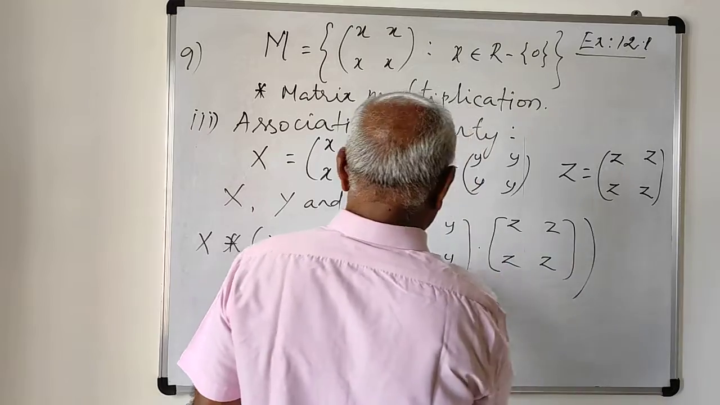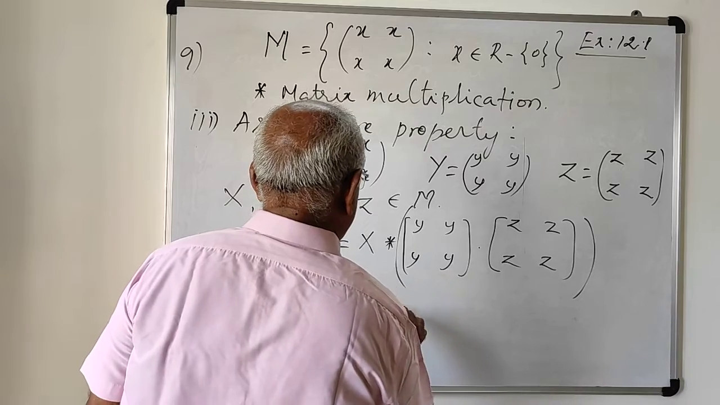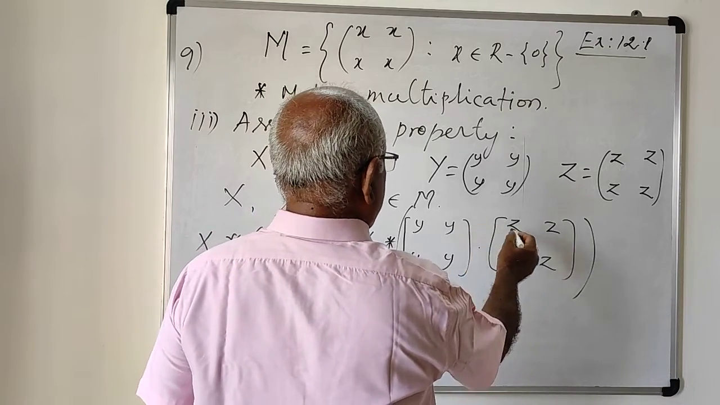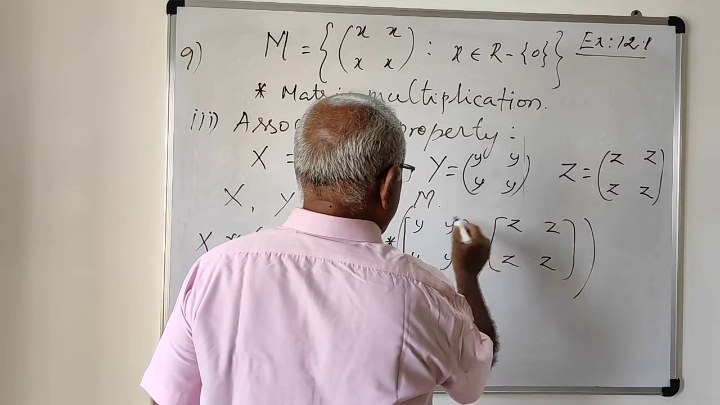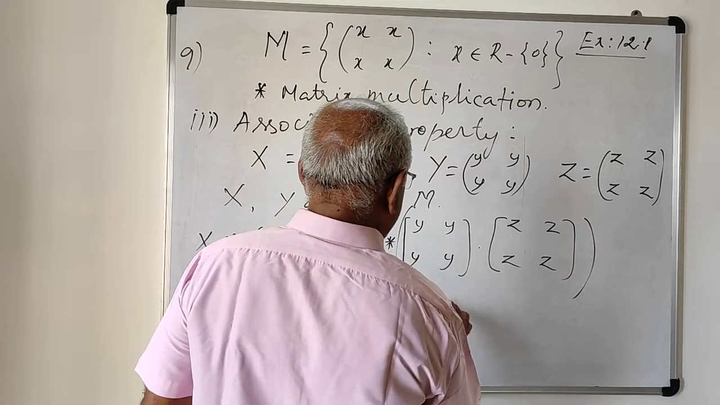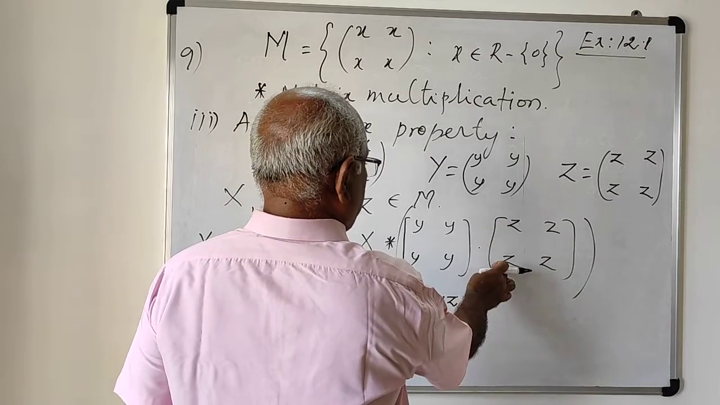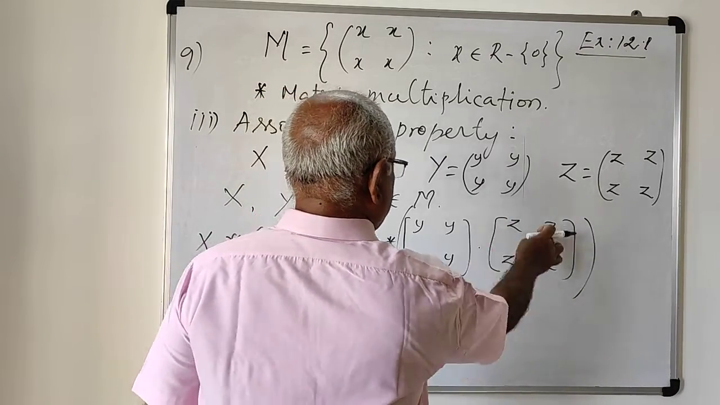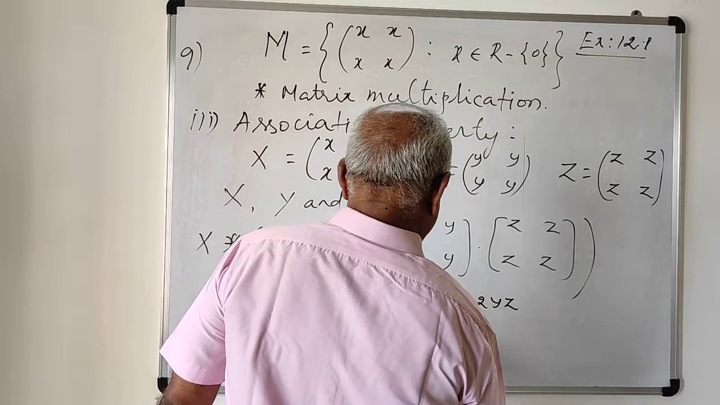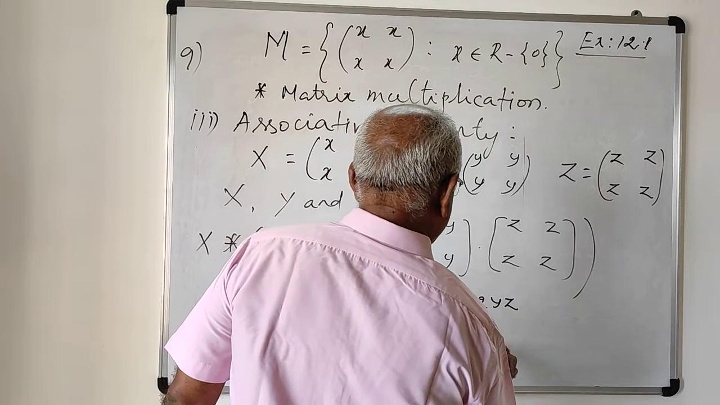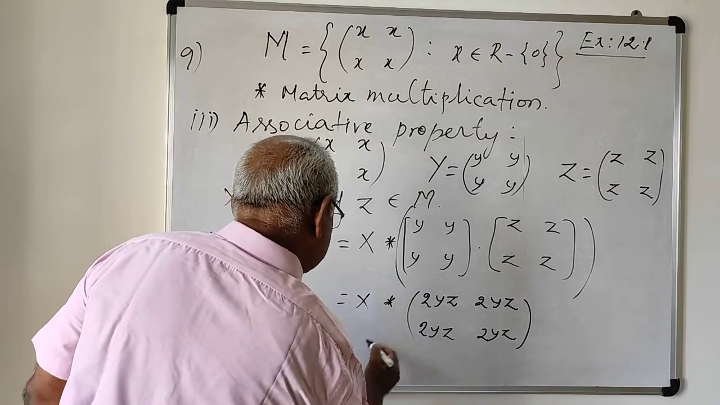This is X star (Y star Z). Y into Z: first row, first column, Y into Z plus Y into Z is 2YZ, as we multiplied in the previous commutative property. Similarly, first row, second column, YZ plus YZ, that is 2YZ. Again here also 2YZ, and this is 2YZ. This is Y star Z.